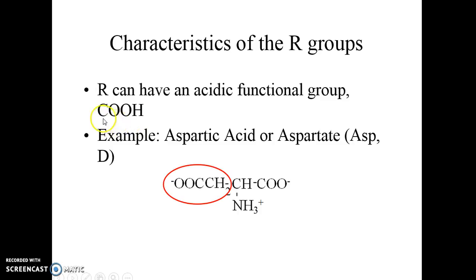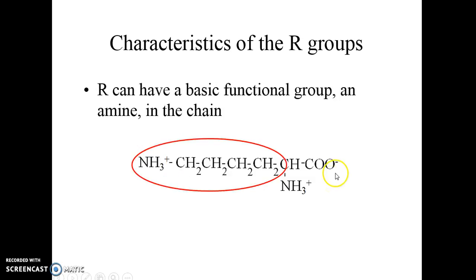The side chain can have an acid functional group on it. Aspartic acid, or sometimes it's called aspartate, has this acid functional group right here. See, it's just the same as this acid functional group, and here it's deprotonated. So there's a carbon and then a carboxylic acid functional group. Some amino acids have basic side chains because they have an amine functional group. This is lysine, and it's got this four carbon chain, and then at the end it has an amine group. Here it's showing the amine being protonated.